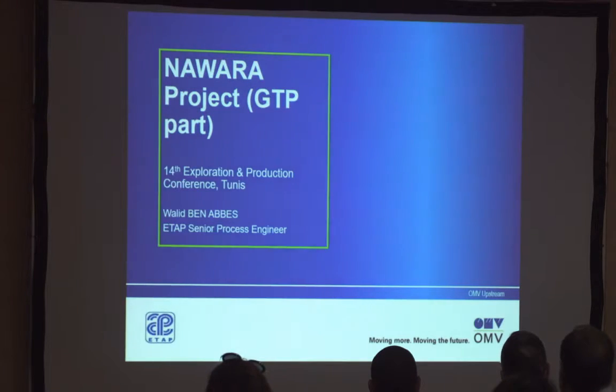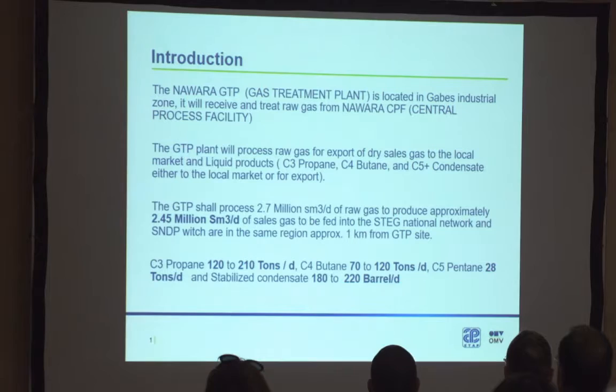I will continue with the GTP, then if you have questions. The Nawara GTP gas treatment plant is located in Gabes. The GTP will produce sales gas, propane, butane, stabilized condensate. The design capacity is 2.7 million. We expect to produce 2.45 million standard cubic meters of sales gas.